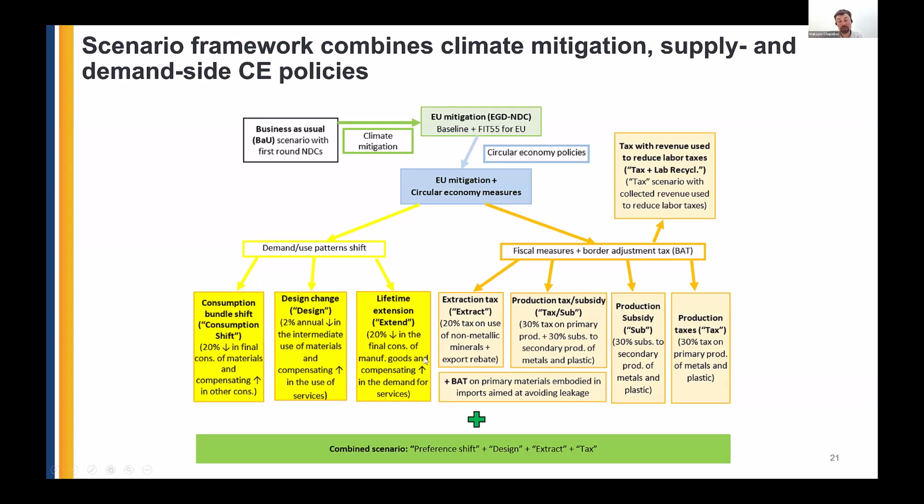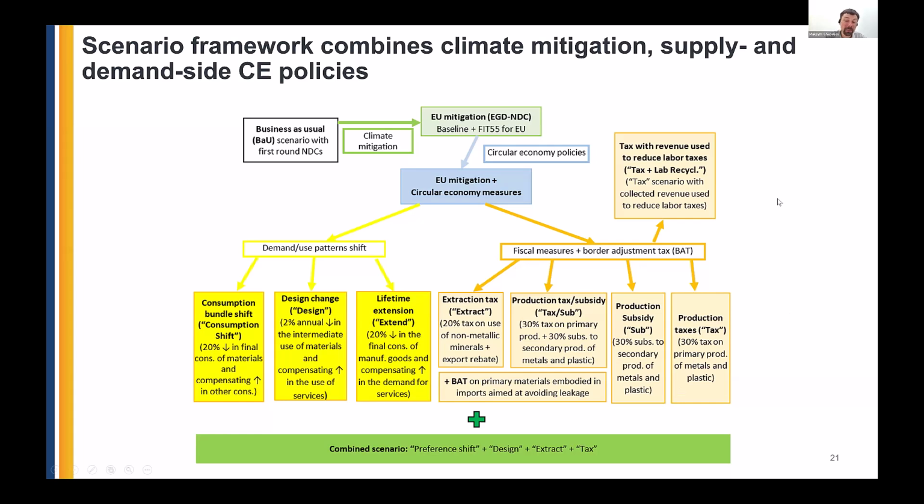And similar for lifetime extension, but for final consumption. So that's where, for instance, you use your car longer, but then you need to repair it more. So you spend more on services to repair it. And then another set of policies focuses on fiscal measures, and here we combine taxes and subsidies: taxes on primary materials or mining, and subsidies to secondary production, essentially production from scrap or recycled material.